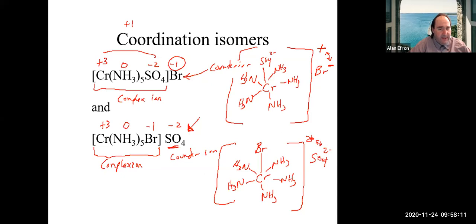So here in coordination isomers, what we see is, in the top one, the sulfate is part of the complex ion. In the second one, the sulfate is the counter ion, and the bromine is part of the complex ion. So again, they have the exact same formula, but obviously different connectivity. The difference is right here. Sulfate is attached to the complex ion in 1, while Br is attached in the other. So coordination isomers differ in how they are connected. Any questions on that type of isomer there?